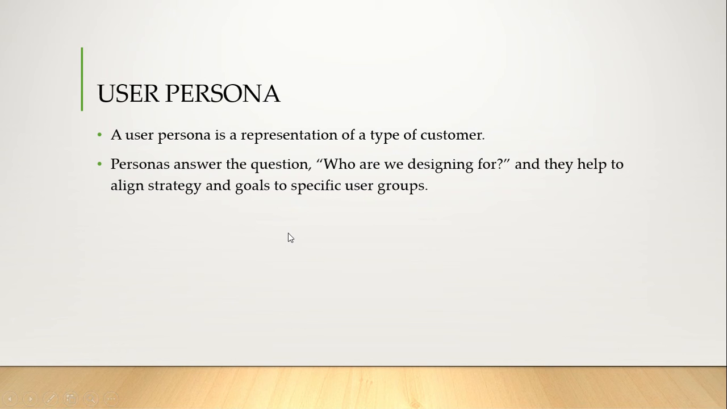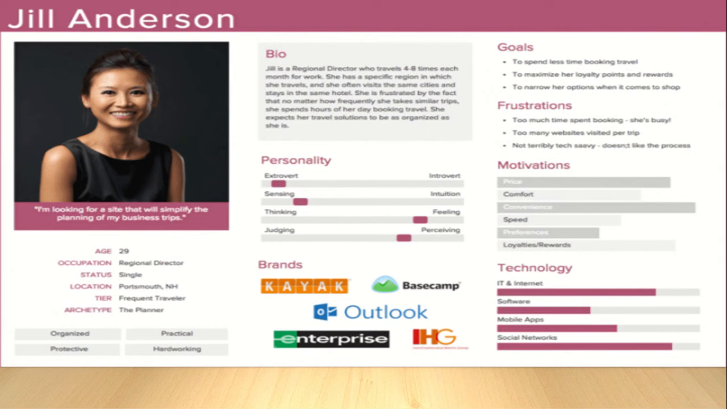After the UX designer completes their research, one method is to use a user persona. A user persona is a representation of a type of customer. So one persona template represents a group of customers that have similar goals. For example, this template is for customers who want something to help them with searching for flights. Their goals are spending less time booking flights, maximizing loyalty points and rewards, and narrowing down options so they don't have to spend so much time exploring other websites.